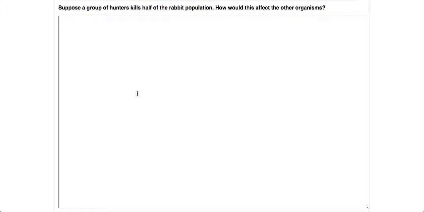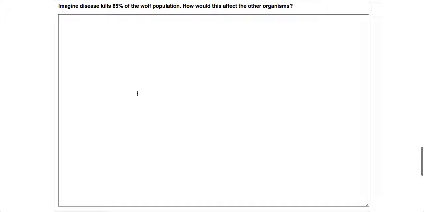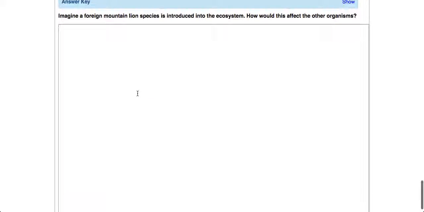Suppose that a group of hunters kills half of a rabbit population. What other organism would be affected? Think about how secondary consumers affect food chains and food webs, and how those organisms above them would be affected. Again, imagine a disease kills 85% of the wolf population. How would this affect the other organisms? You have to remember that wolf populations are tertiary consumers. Think about how that would affect those organisms below it on the food chain or the food web.